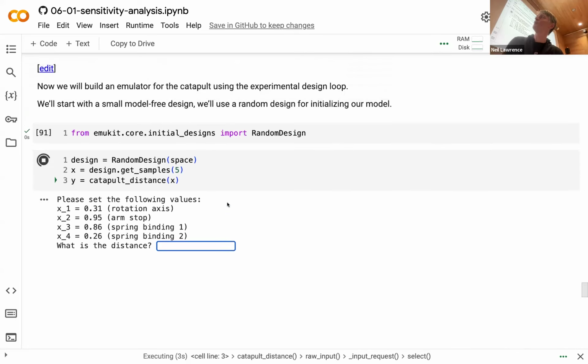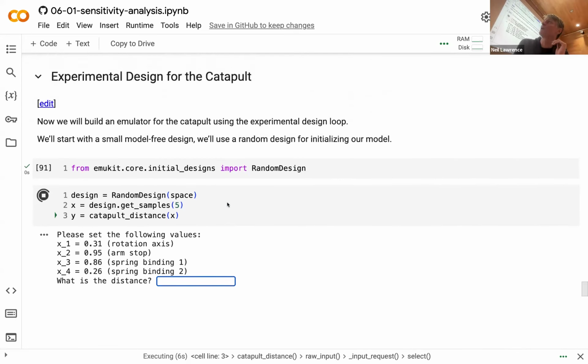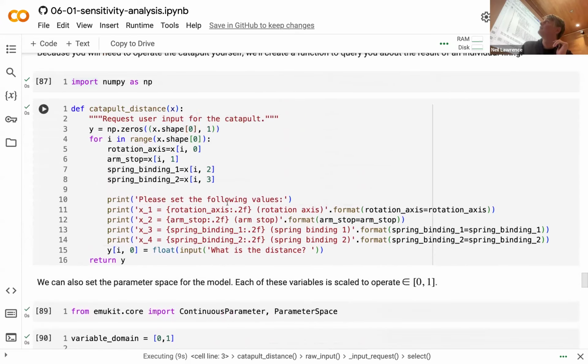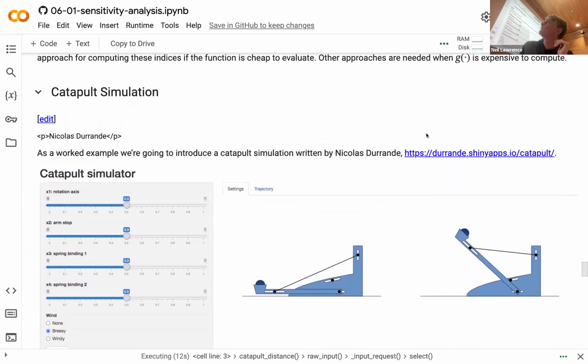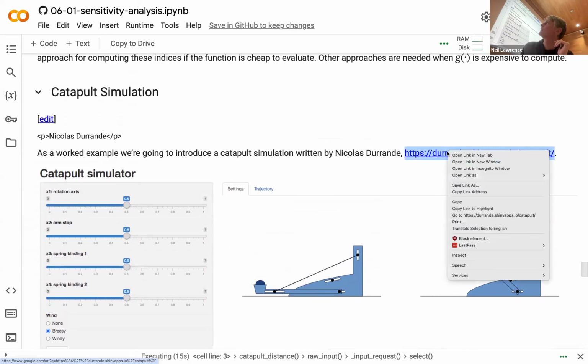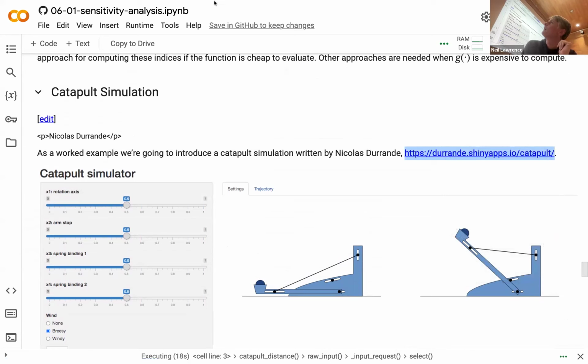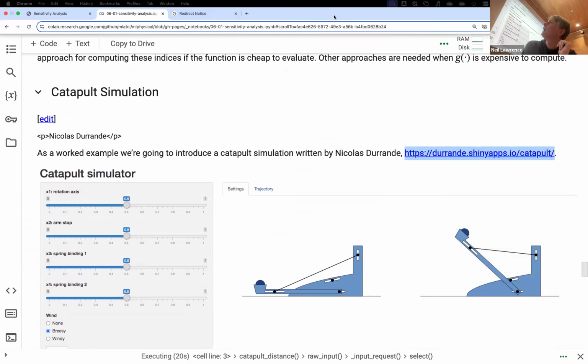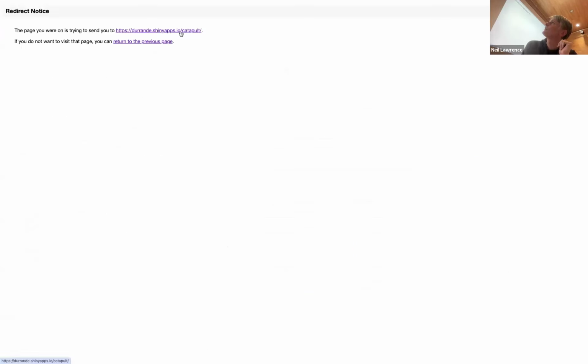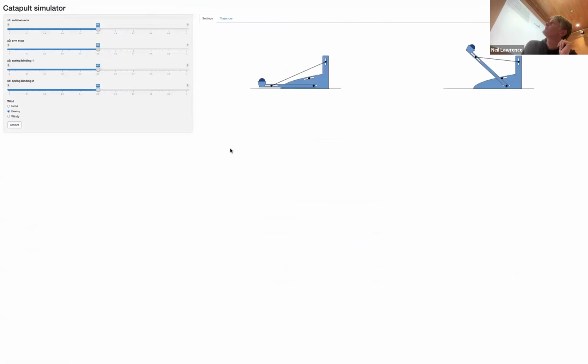So what it's telling us to do, starting with a design of experiments, is go to the Shiny app here. I wonder if it's open link in new tab. Oh, you don't want to go return to previous page. Yes, please. Thank you. So here's Nicola's Shiny app. And in the, oh, why am I not getting the other tab?